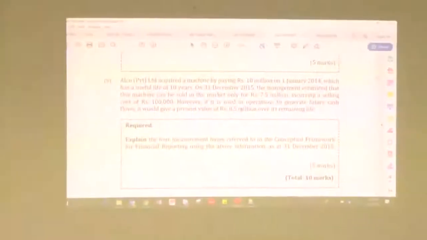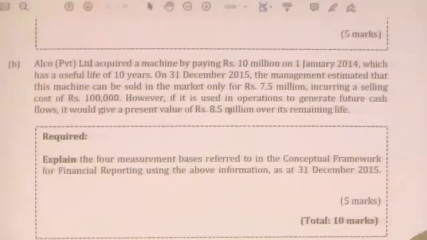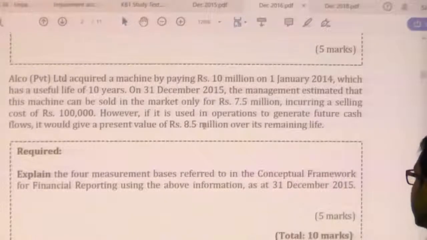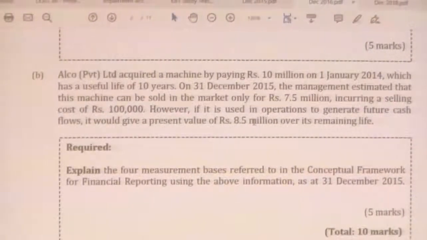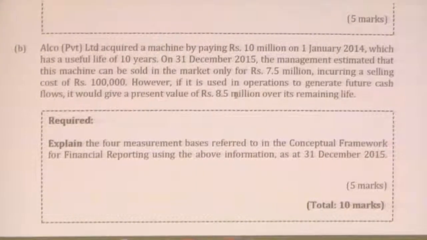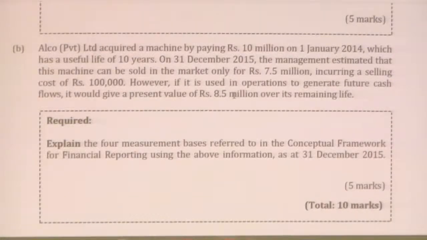Alco Private Limited acquired a machine by paying 10 million on January 2014, which has a useful life of 10 years. So, the asset has a useful life of 10 years. On 31st December 2015, after 2 years, the management estimated that this machine can be sold in the market only for 7.5 million, incurring a selling cost of rupees 100,000. However, if it is used in the operation to generate future cash flows, it would give a present value of rupees 8.5 million over its remaining life.